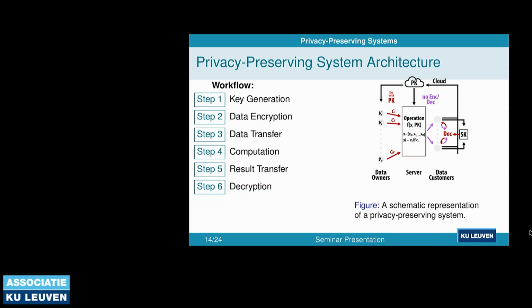We have the data owners, so people who have the data that they want a result of. And we have an aggregator or server, so someone who processes, like a singular entity, as you can see in the middle. So he gets all the data and he distributes the result, but there's no way that the data owners can actually talk to the data customers directly.